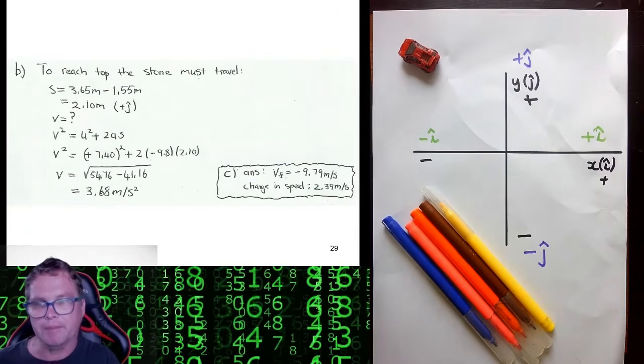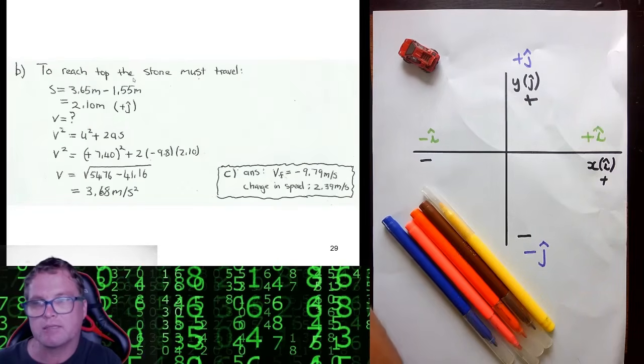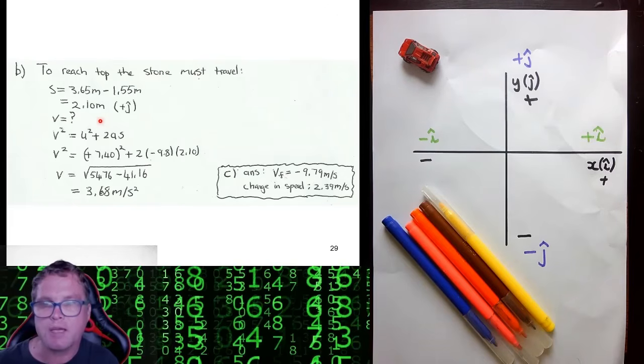So for part B, we say, okay, for it to reach the top of the wall, it must travel 3.65 minus 1.55 meters. The reason you need to subtract the 1.55 meters is because it just needs to travel this little distance here, right? It's already starting at 1.55. So it in fact needs to travel a distance of 2.1 meters upwards. This is why this is plus j hat. So the value we're going to use is plus 2.1 in the equation.